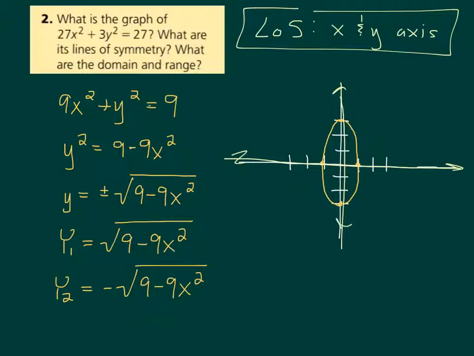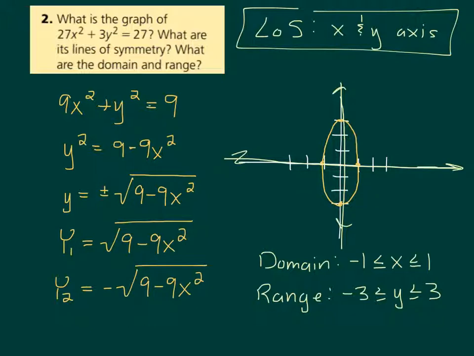What about domain and range? We'll do that looking at the graph again. What's the domain from looking at the graph? The x's can only go from -1 to +1. The range, the y's are only going to go from -3 to +3.